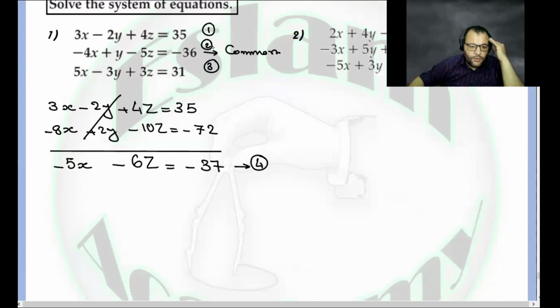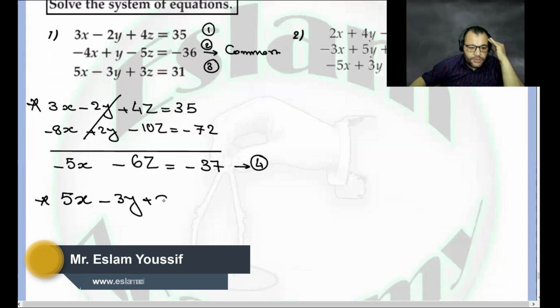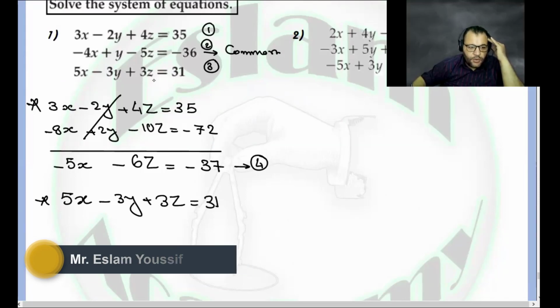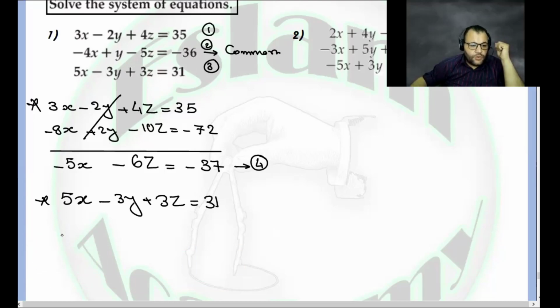Again, we'll use equations 2 and 3. We will write 3 without any change: 5x minus 3y plus 3z equals 31. Then multiply the second one by 3. So it would be negative 12x plus 3y minus 15z, equals negative 108.